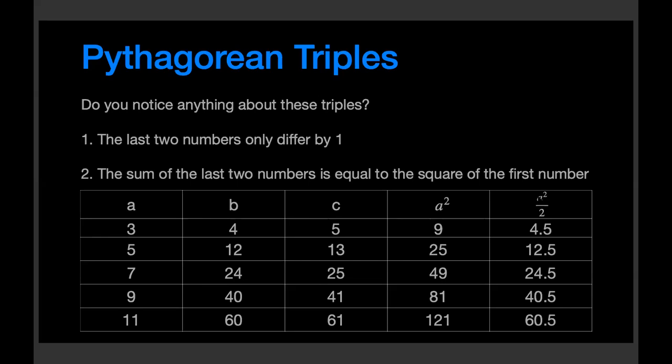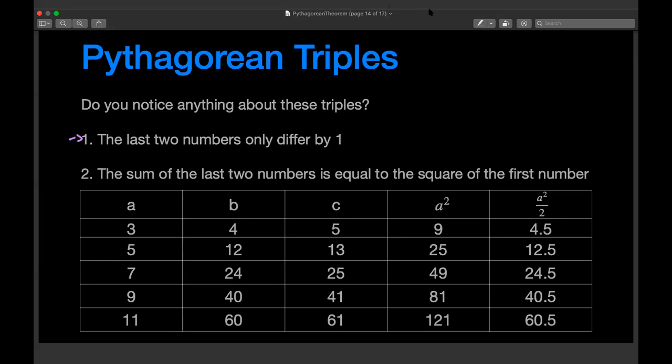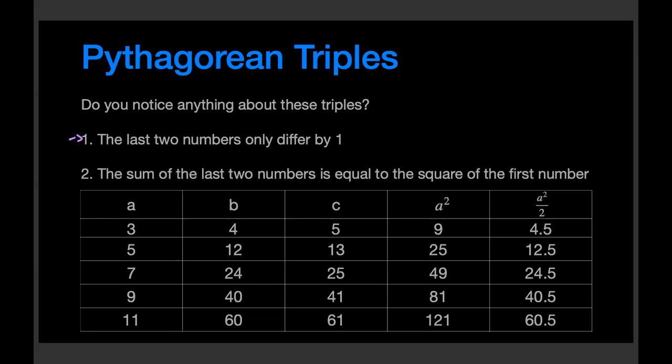So who pointed it out? The last two numbers differ by 1. That's true. We have 4, 5, 12, 13. Perfect. But here's another interesting thing. I'm trying to rearrange my screen so I can actually see it. There we go. The sum of the last two numbers is equal to the square of the first number, right?